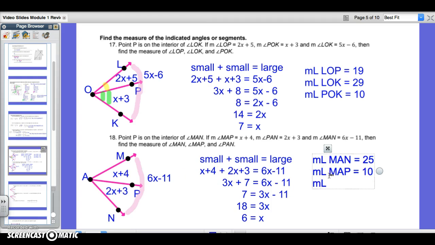So then for the other angle, I could add those together, or I could plug it back into my original formula. Oh, did I look at the wrong one? No, I think I'm fine. Well, I did. I said PA. Oh no, we've already done that one. Okay, that's why. PAN is the other small one, excuse me. So plugging in 6 here, 6 times 2 is 12, plus 3 is 15. There we go, that makes sense. So that's it for that question.